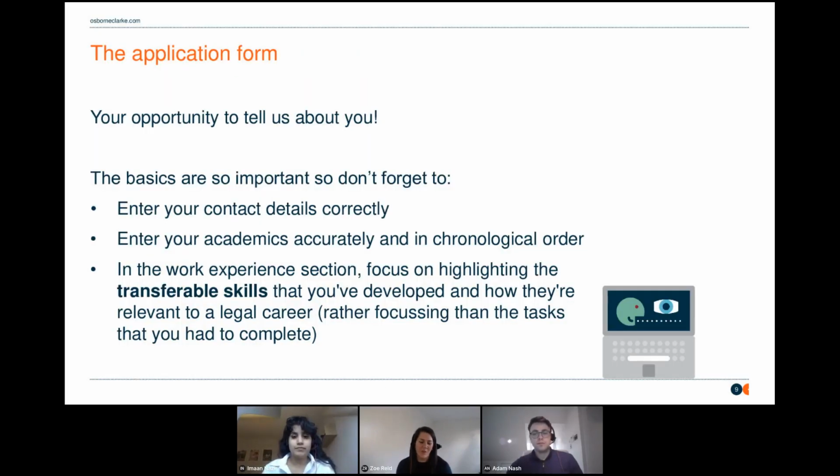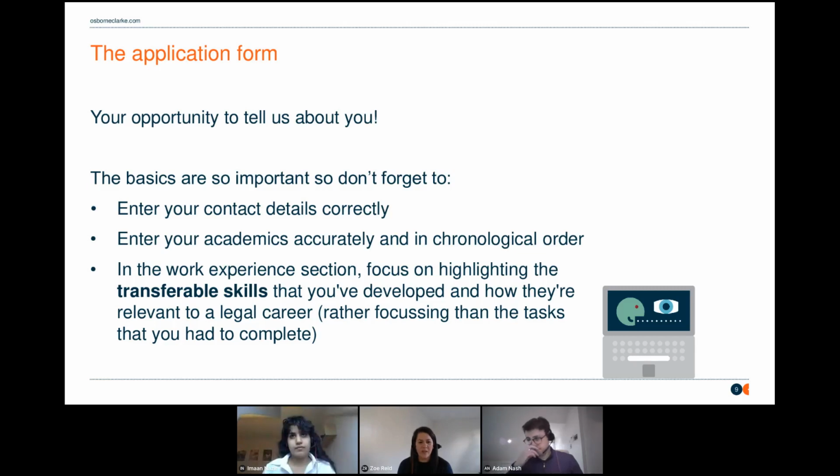So once you've done your preparation and you've decided which firms you're interested in applying to, you should then have a look through the application form. Every firm will have slightly different application forms, so it's really important to spend some time researching the questions and really thinking about what you're going to cover in your answers.